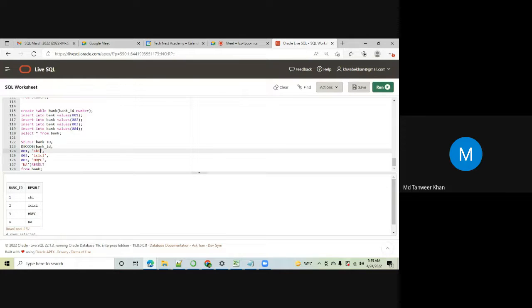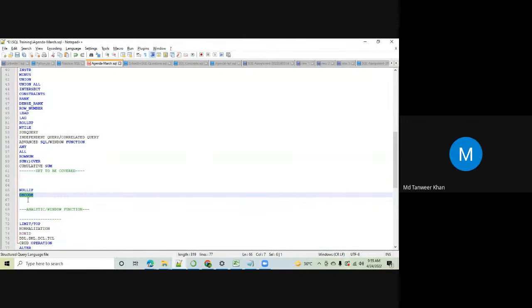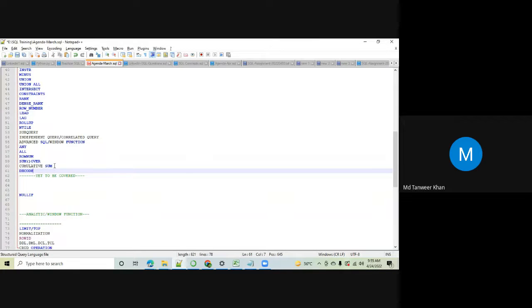You can do this with the help of case as well. Case when bank ID is 001 then SBI, when bank ID is 002 then ICICI. That you can also do, but case will take a lot of time. So when you have to do coding for a lot of values, you can use this decode function, and this can save time. So that is all about decode.